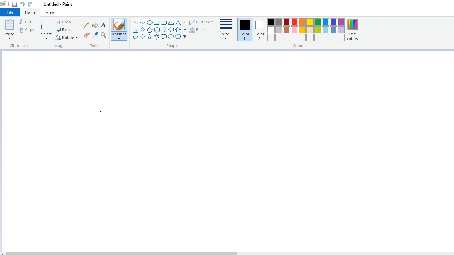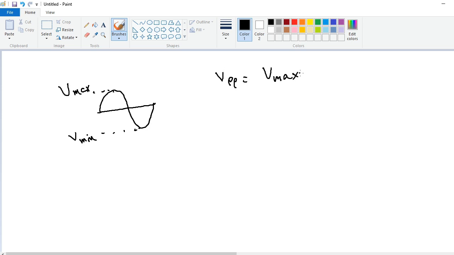So for example, assume this is a sinusoidal signal. This is V maximum. This is V minimum. So peak to peak value is equal to V maximum minus V minimum. But I want only the Vm value, this one, up to this one. So this is the Vm value. Therefore Vm is equal to V peak to peak divided by 2.